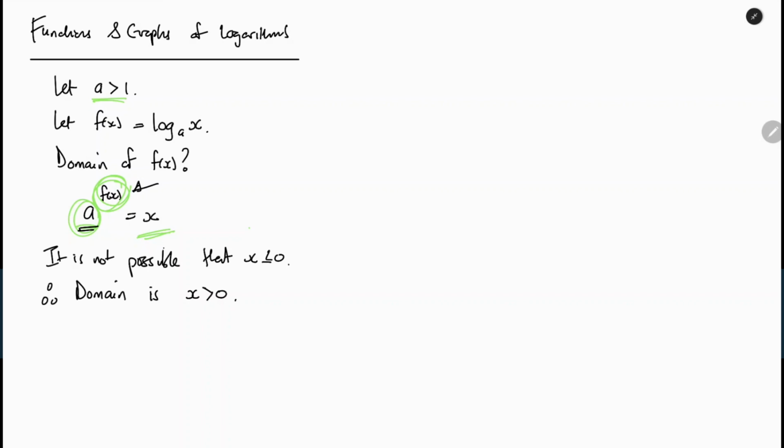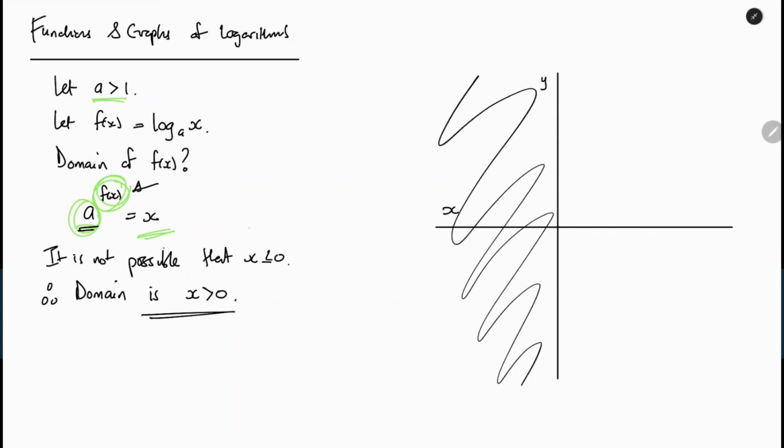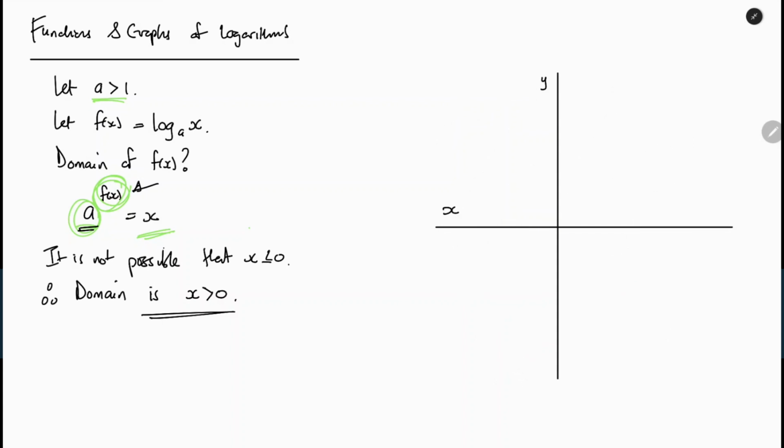Okay, next, perhaps first I should throw some axes over here. So I've got y and I've got x. Now, as I've just determined, the domain is x is greater than 0. So that means on this whole negative side of the graph there's going to be nothing happening. Everything on the graph is going to be on this right hand side, since the domain is x greater than 0.